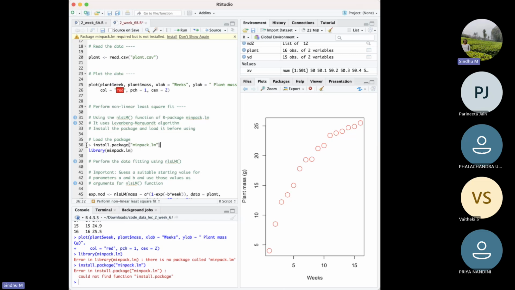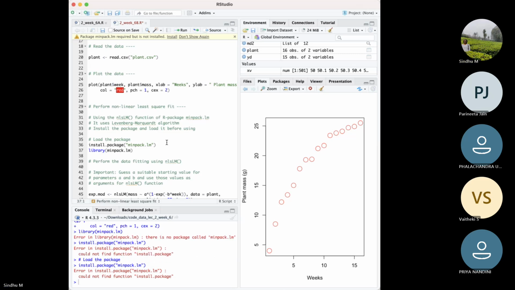So I'm installing it here. Install dot package. I think I have not updated my RStudio. That's why I'm not able to install the new package. Let me check.